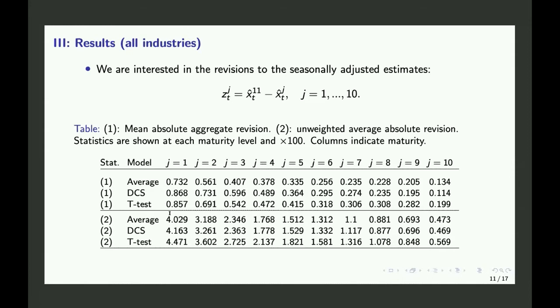And we can see that, because we analyze absolute revisions, they are inevitably larger than if we aggregate them first. But the important thing is that the revision also decreases as the data gets more mature over time.